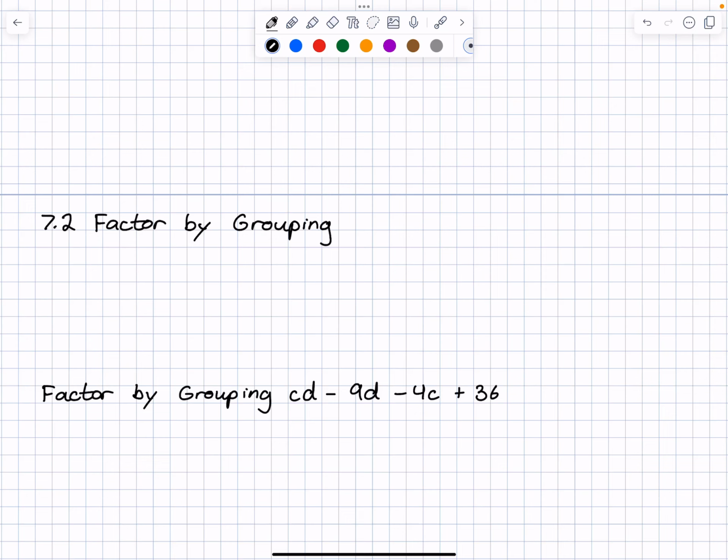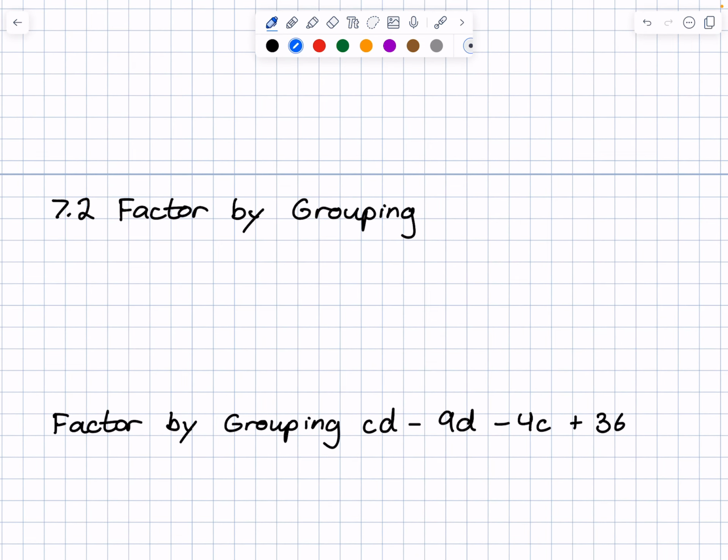This is section 7.2, factor by grouping. There are many methods of factoring, and we will only learn a few in this course, so don't get too overwhelmed. But let me give you a heads up for how you know which method you should be using.